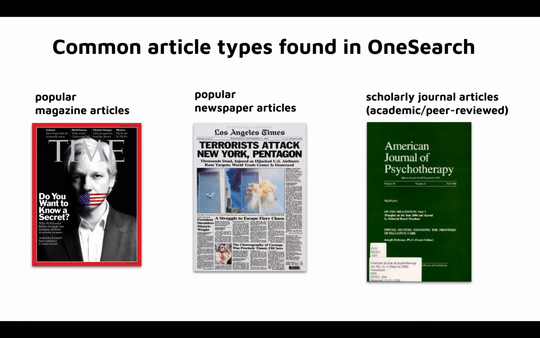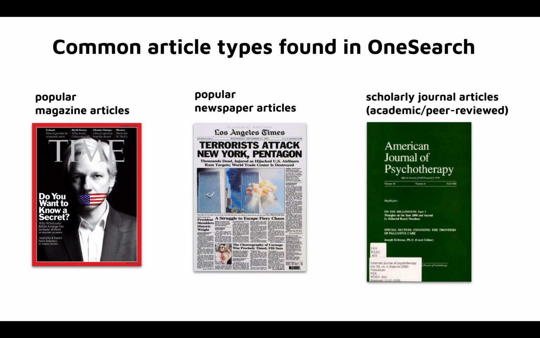Before we go back to OneSearch, I wanted to remind everyone of the different types of articles you might find. Popular magazine and newspaper articles, like Time and the Los Angeles Times, are great for information on current events and local news. Scholarly journal articles, sometimes referred to as academic or peer-reviewed articles, are great for researching academic topics and often include data and statistics in original research studies.